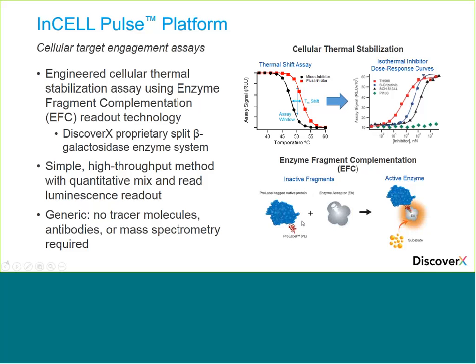Now you can attach this ProLabel tag, this small peptide, to a protein target of interest, and if that protein is denatured and aggregated, that complementation will be less efficient. So we can monitor the state of the protein based on the amount of complementation that's given by the enzyme acceptor addition. And so this is an engineered thermal stabilization assay using this DiscoverX technology. It's a very simple method. It's a mix and read luminescent readout method.